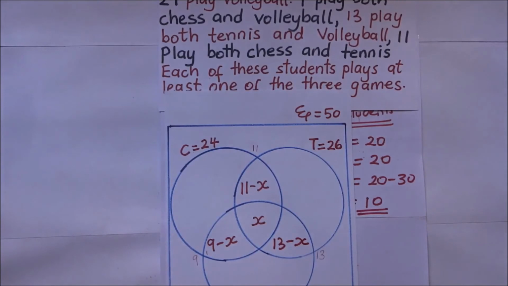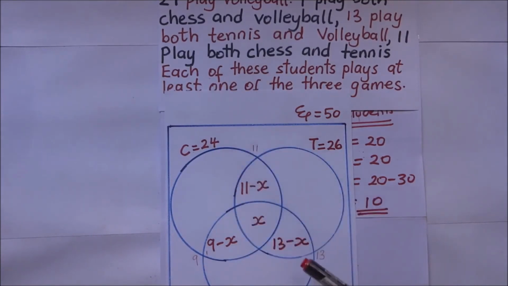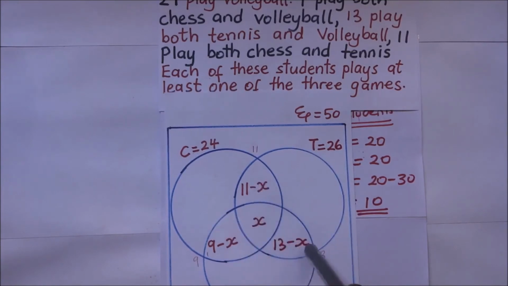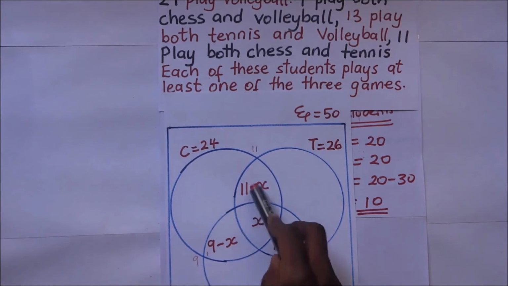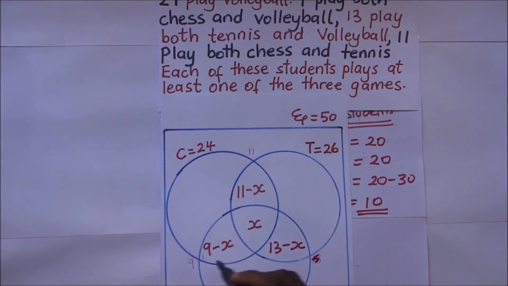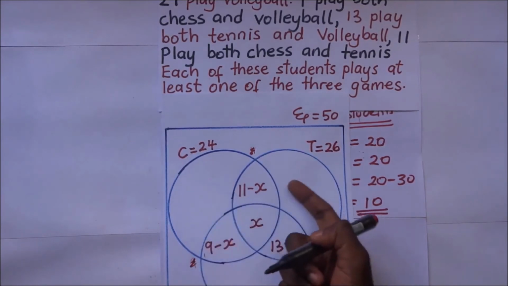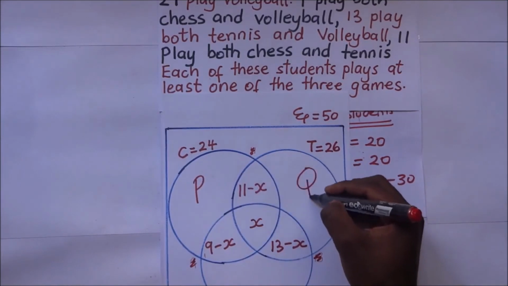Now, we are trying to interpret the question in the Venn diagram. So for us to effectively represent this information in the Venn diagram, we need to first find this value of x. And then when we find the value of x, we are able to represent everything in the Venn diagram. So if this is 9 minus x, 11 minus x, it means now this is out. So now we have these gaps that we still need to fill. Let's call them letters, P, Q, and R.